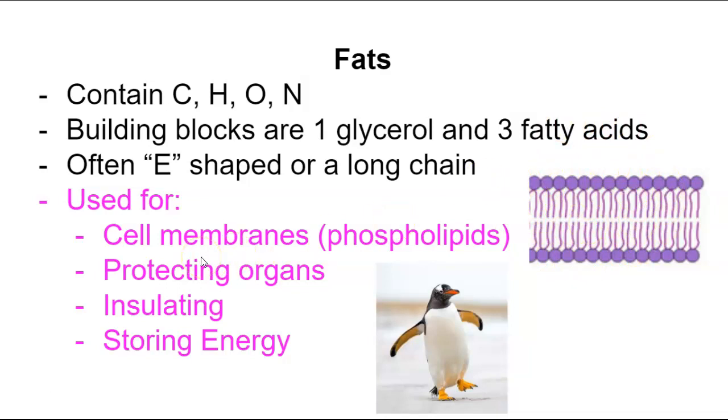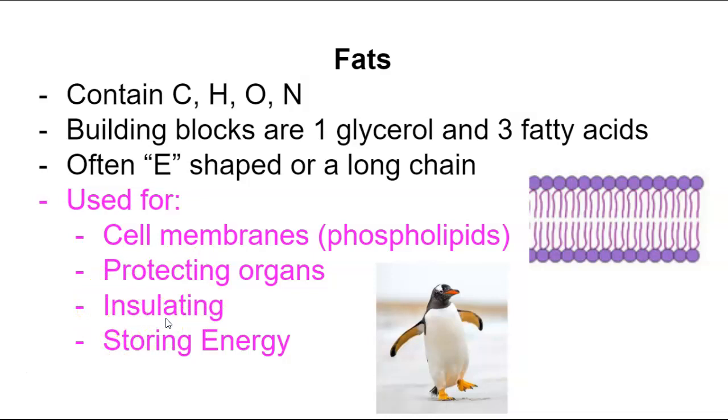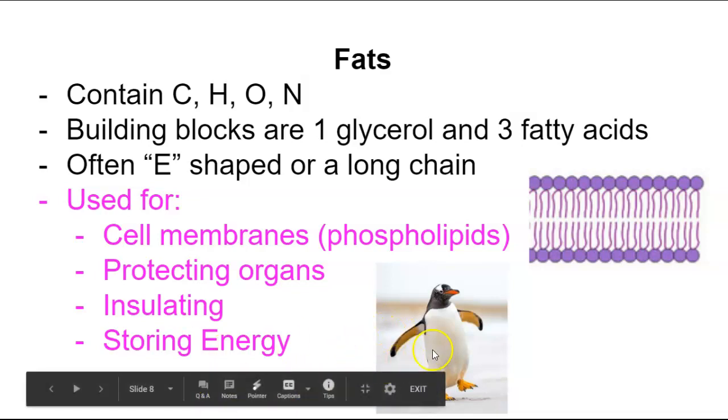They also help protect your organs. They provide kind of like a cushion. They insulate, okay? People who don't have a lot of body fat tend to get cold really easily. People who have more body fat tend to get hot pretty easily. Animals and organisms use fat to insulate them, especially animals that lived in cold environments like the Arctic. Penguins and polar bears, they have fat as insulation to help them stay warm.